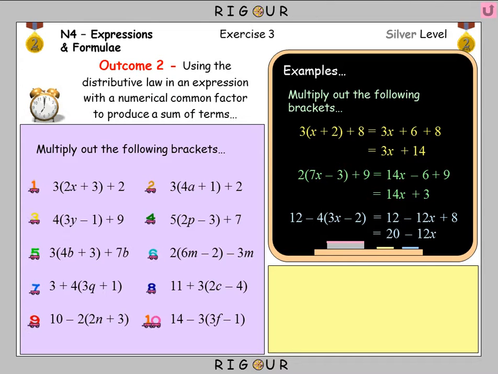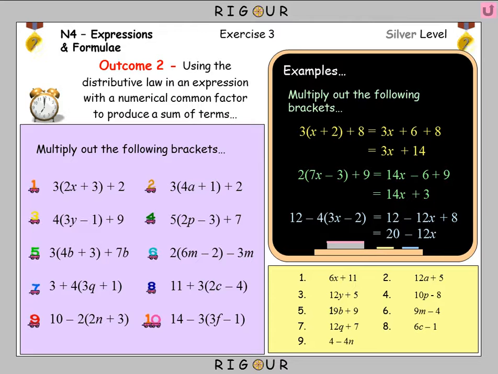Okay, you've unpaused the video, let's go over some answers. So we have 6x plus 11, 12a plus 5, 12y plus 5, 10p minus 8, 19b plus 9, 9m minus 4, 12q plus 7, 6c minus 1, 4 minus 4n, and last of all 17 minus 9f.